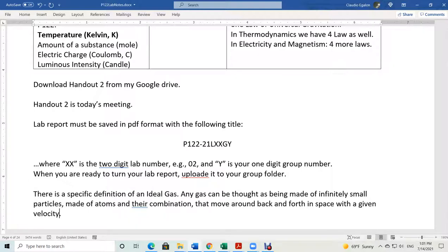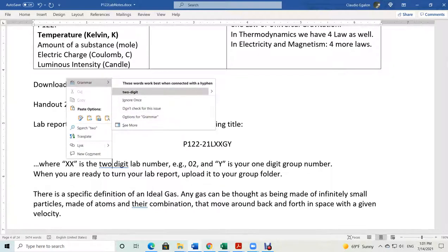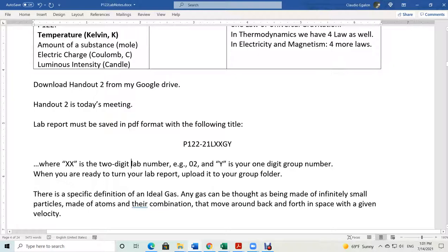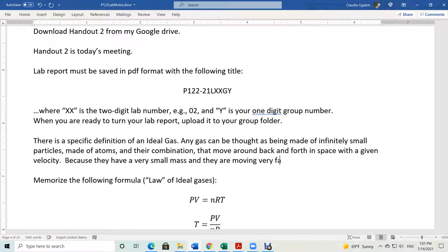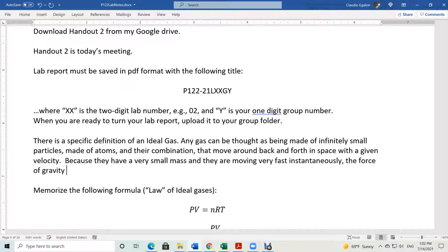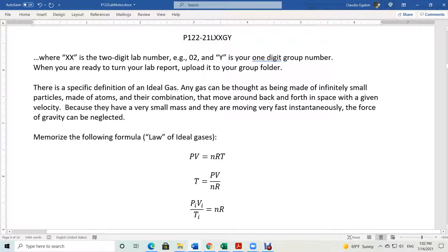And we have this picture in the simulation that we have. So picture, you know, several small particles flying back and forth. Because they have a very small mass, and they are moving very fast, the force of gravity can be neglected. That's the model that you have for a gas, and then we're going to go for an ideal gas.